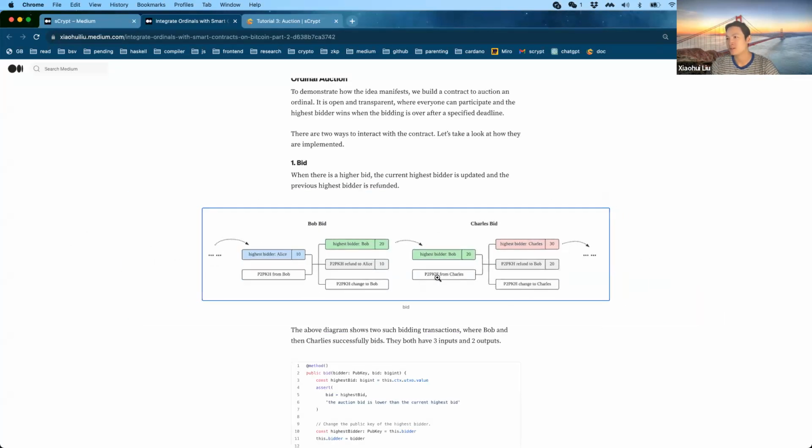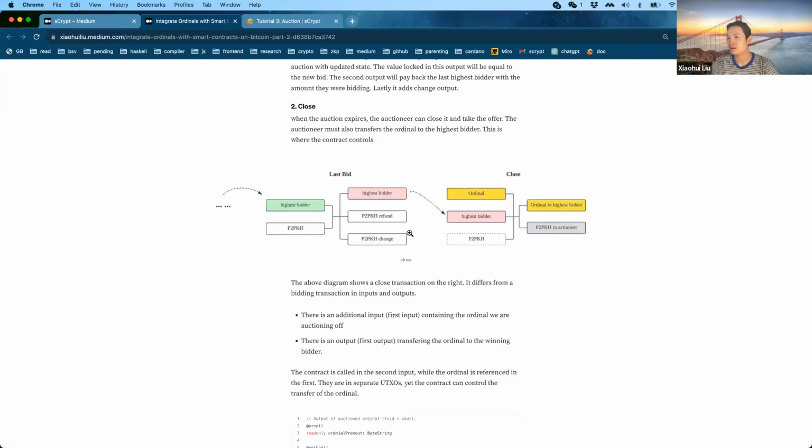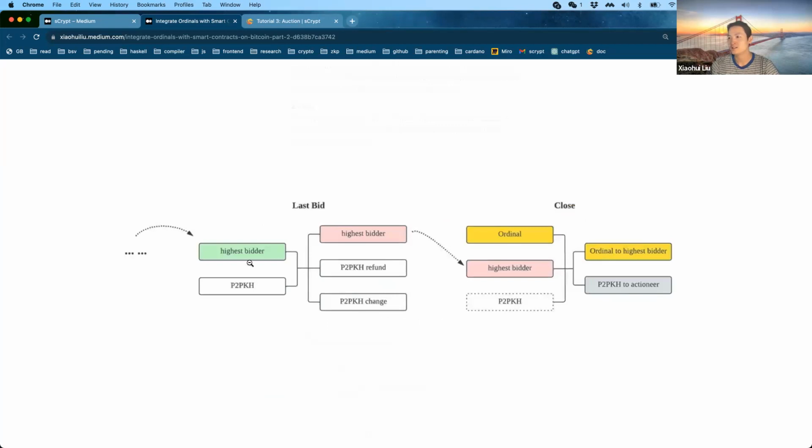Okay, as before. The only difference is in when you try to close the auction. When you close, now you have to involve the ordinal. So let's say now this is the last bid, and currently this is the highest bidder here.